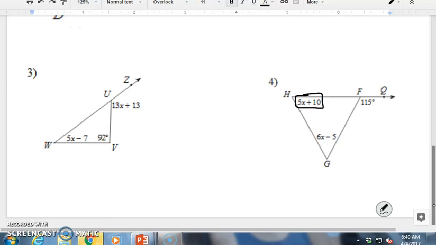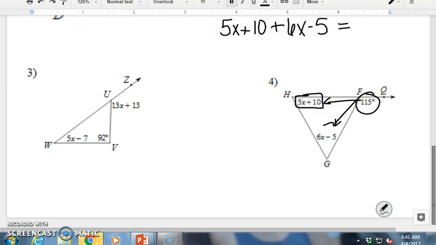So these are the two non-adjacent angles. They're away from that exterior angle. So if I take 5x plus 10 plus 6x minus 5, it's going to be equal to the exterior angle of 115.